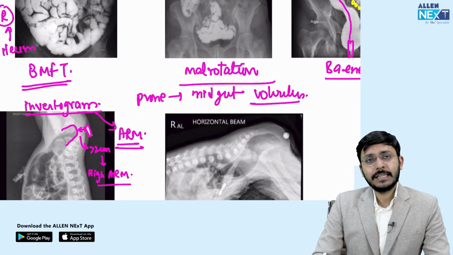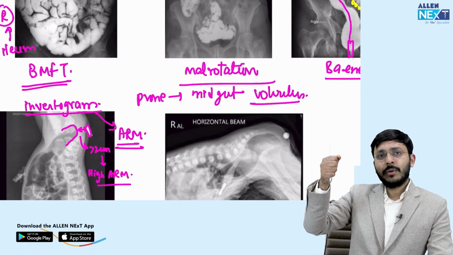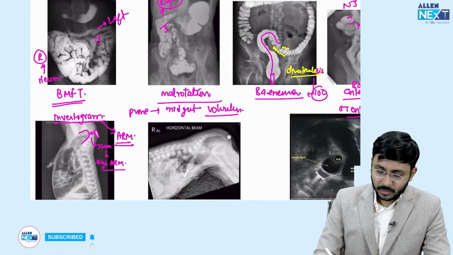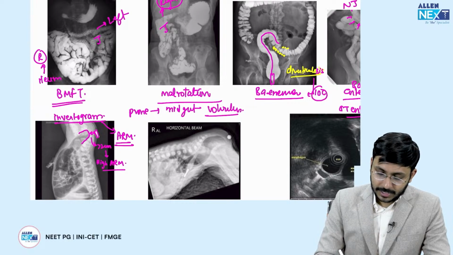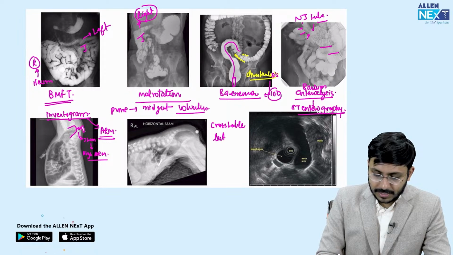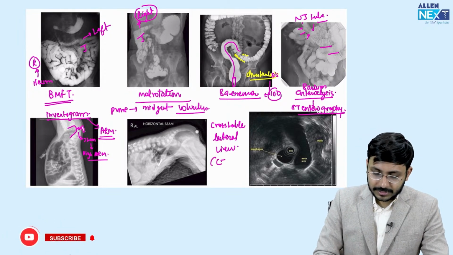But nowadays, invertogram is not done because it is traumatic for the baby to be hung upside down. So what do we do? We do a cross table lateral view. CTLV we call it, cross table lateral view.